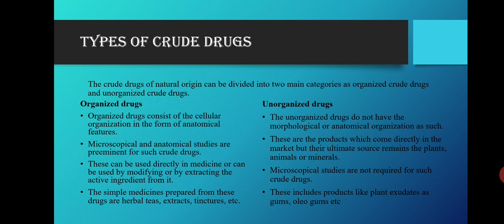These are the products which come directly in the market, but their ultimate source remains the plant, animals or minerals. Microscopical studies are not required for such crude drugs, and these include products like plant exudates, gums, oleogums, etc.